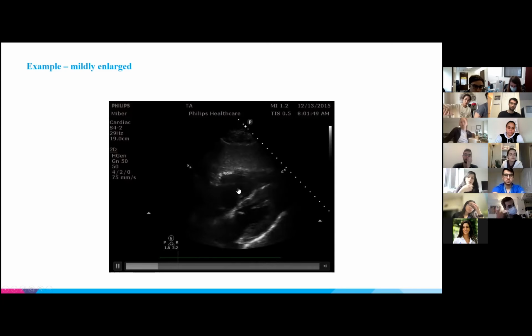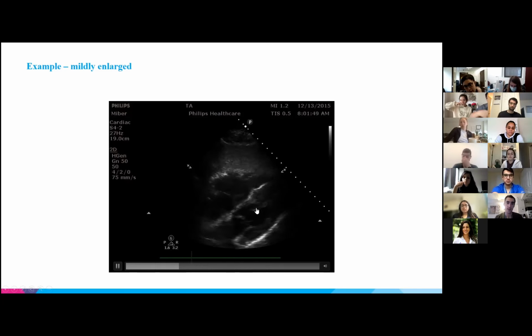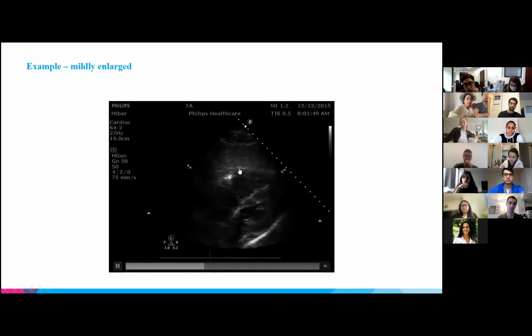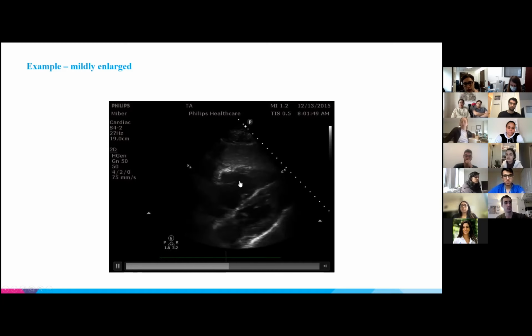And in this view, as opposed to the other view, you can really make out the free wall right here. And you can really estimate the size of the RV by comparing it to the left ventricle. So in this view, they're closer in size to one another. I think it's probably bigger than 2/3 the size, but still may not be the same size. So this would be an example of a patient who has mild RV enlargement. Does this make sense?